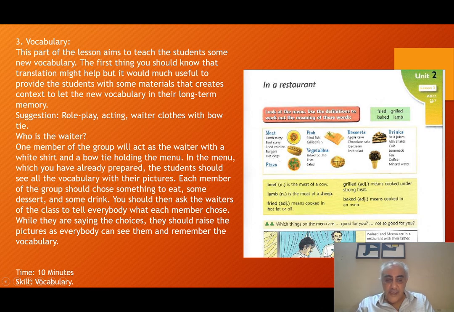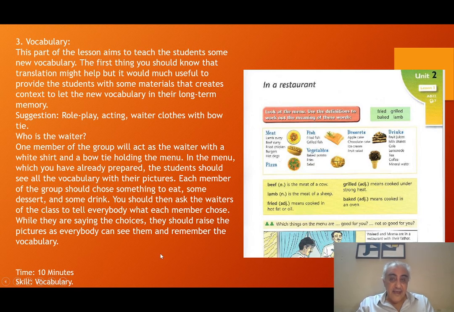Now, what is the main idea here? The main idea here is to develop the vocabulary, to let them understand the meaning of these different types of food and desserts and drinks. Okay, this is the main idea. All right, and how foods are cooked, so either grilled or baked or fried. Okay, so different types of cooking food. So this is the main idea. The main idea here is vocabulary.